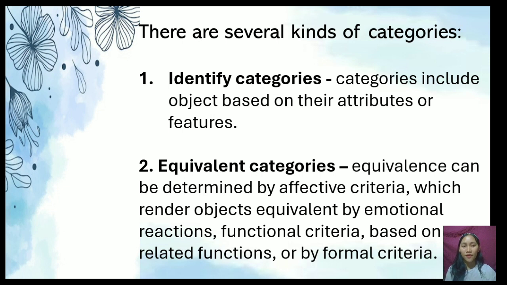These can be determined by affective criteria, which render objects equivalent by emotional reactions, and functional criteria based on related functions. For example, a car, truck, or van can all be combined in an inclusive category called motor vehicles. The last is formal criteria, which, for example, come from science, law, or cultural agreement. For example, an apple is still an apple whether it is green, red, ripe, or dried.